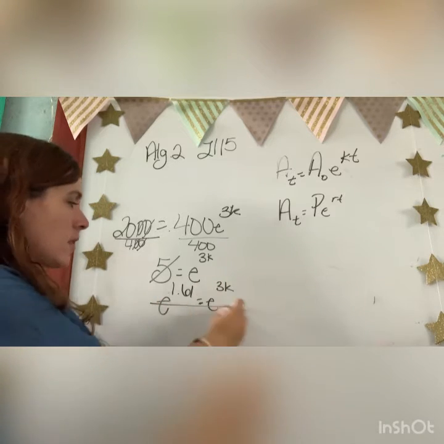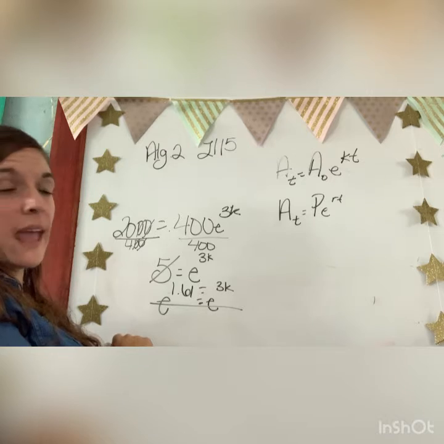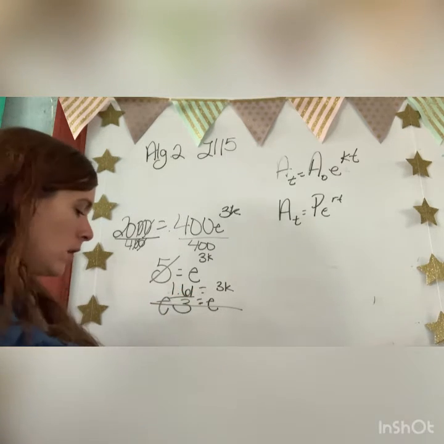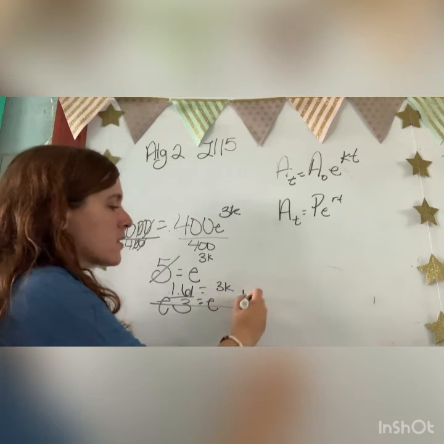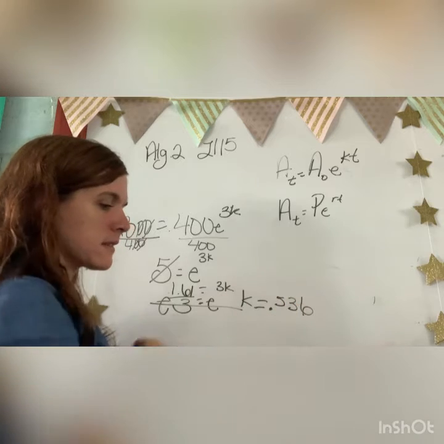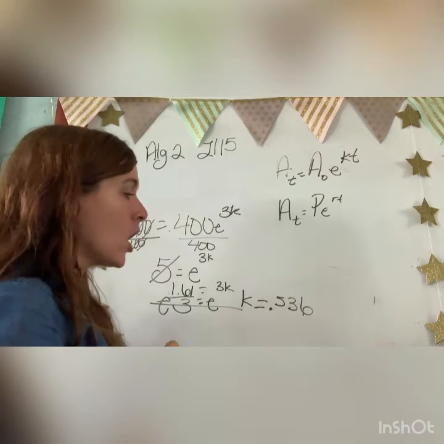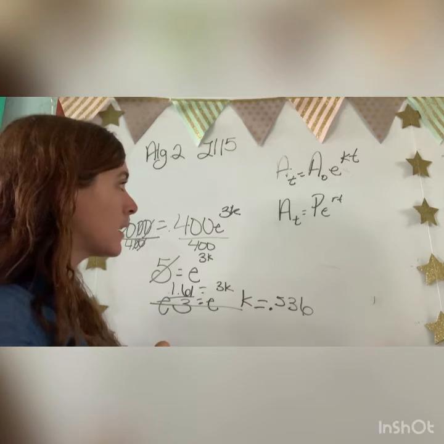So now we just, don't worry about that. It's 1.61 equals 3k, so I'm going to divide by 3 over here. And my k is going to equal 0.536, right? Okay.